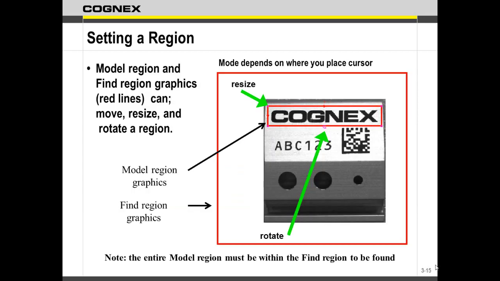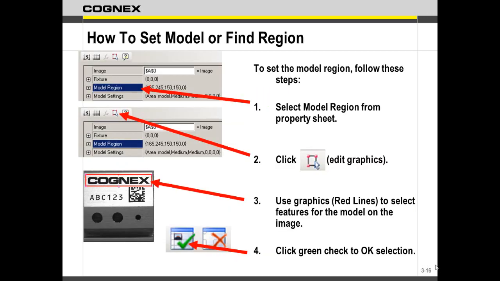So when I do my region, I want to set my region around what I'm looking for. In our case, we're going to look for the logo Cognex, because if you look at both your good and your bad part, it's on both of them. So that's what I'm going to look for, the word Cognex. Now to set up my region, there's a couple of ways I can do it. One way is to just double click on model region or double click on find region, whichever one I'm trying to set. The other way is to single click on it and then go up there and choose the Edit Graphics button, which looks like a square with little pink dots in the corner. Both are going to take you to the same section.